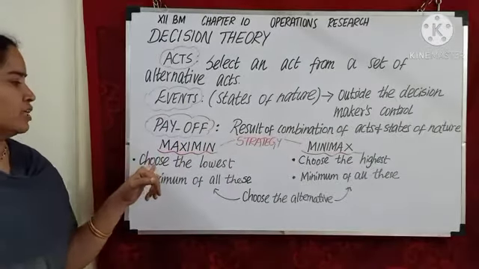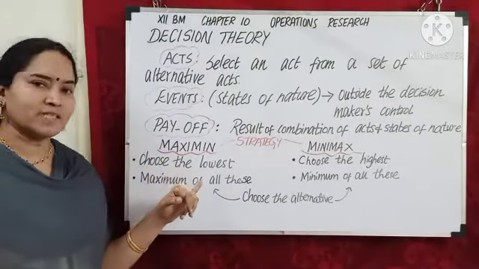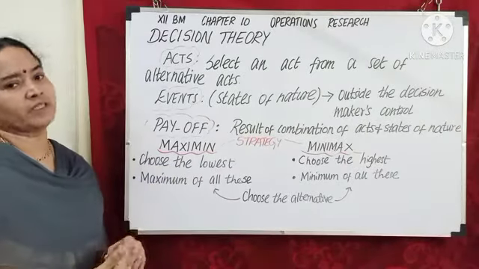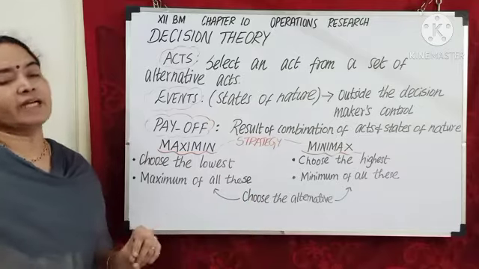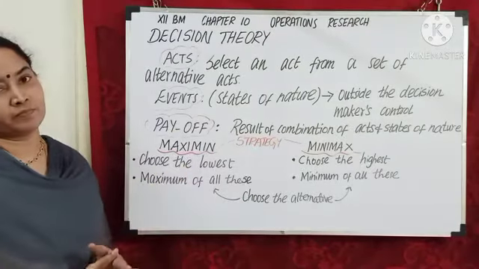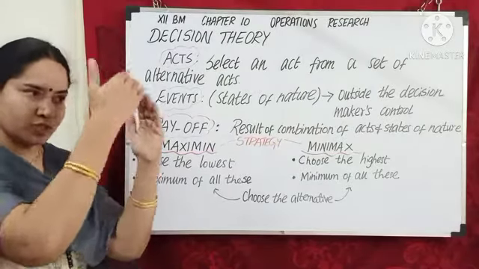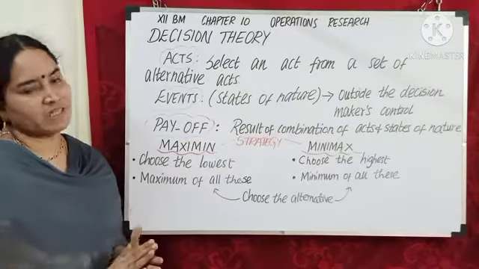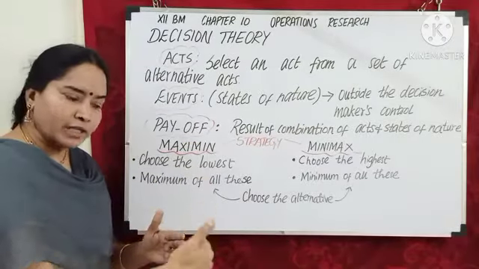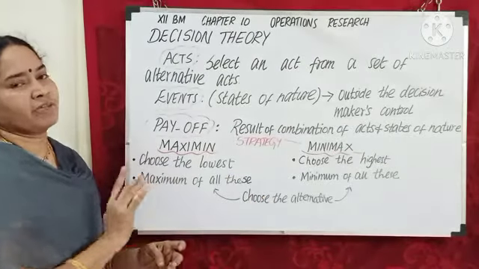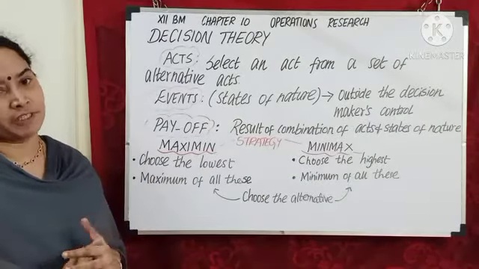So the very first thing, I will say, choose the lowest, and next, out of all the lowest, choose the alternative which has the maximum. So first step, choose the minimum in each row or in each column depending on the question. Out of all the minimums, choose the alternative that has the maximum entry.